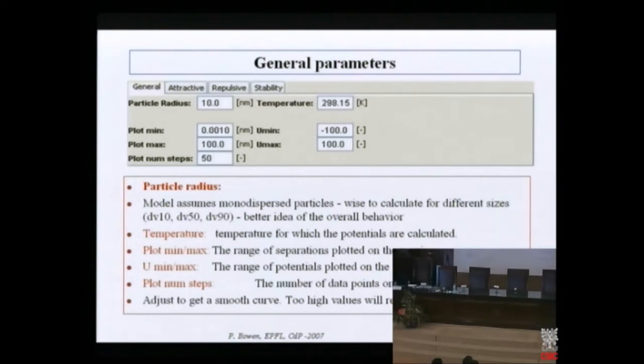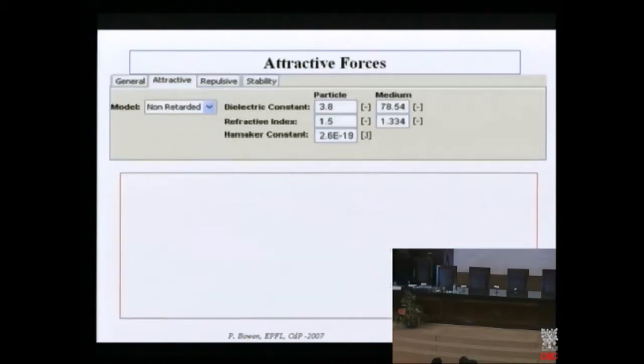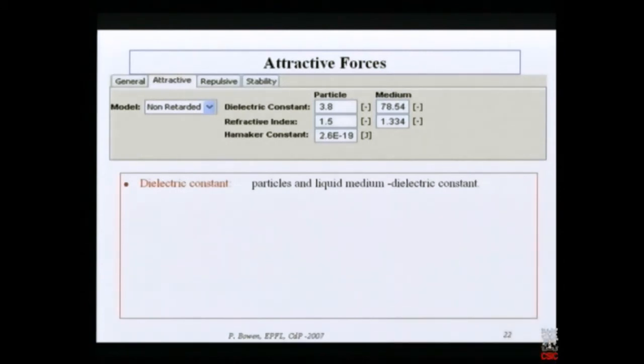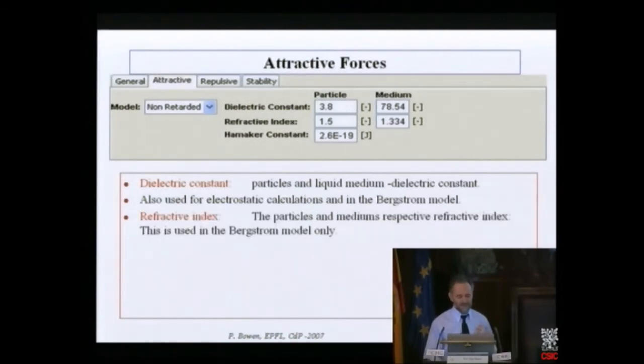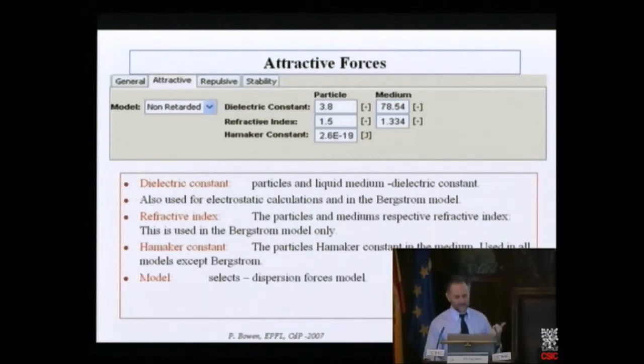If you have too many data points, then it's a little bit slow on your computer, but I've never had that problem, even on my relatively non-sophisticated computer. You can just plot fewer points. For the attractive forces, we have the dielectric constant of particles in the liquid medium. They're also used in electrostatic calculations for the Bergström model. We have a series of different models I'll show on the next slide. Refractive index, which is only used in the Bergström model. Hamaker constant, like I said, if you have problems finding it, get in touch with us.